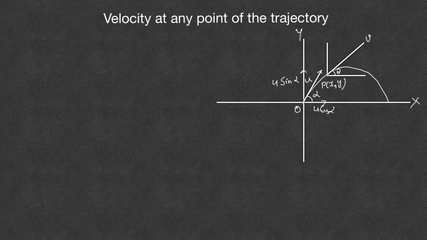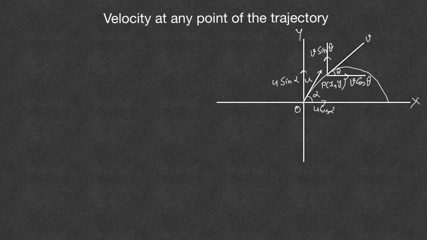Now look here, at this point P, the velocity has this direction, and this is the velocity V. V is the velocity at any point of the trajectory. If this makes an angle theta with the horizontal line, and I resolve this velocity into two components, its horizontal component will be V cos theta and the vertical component V sin theta.